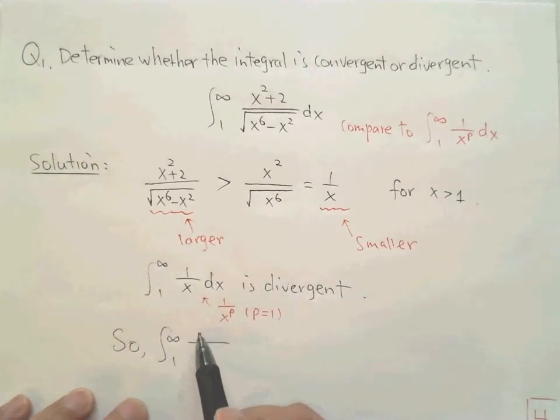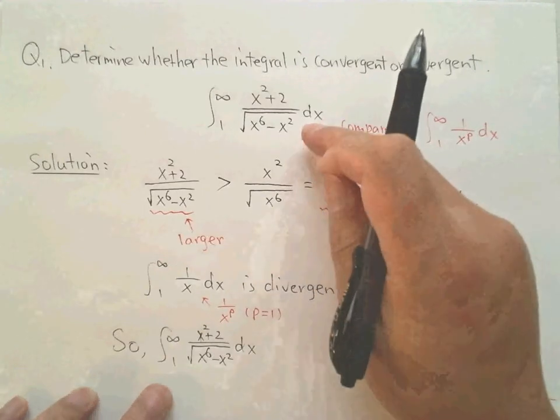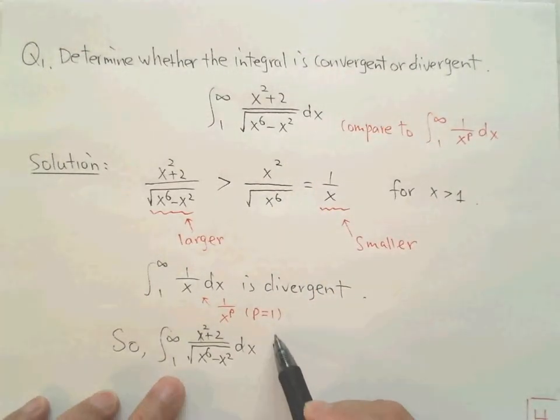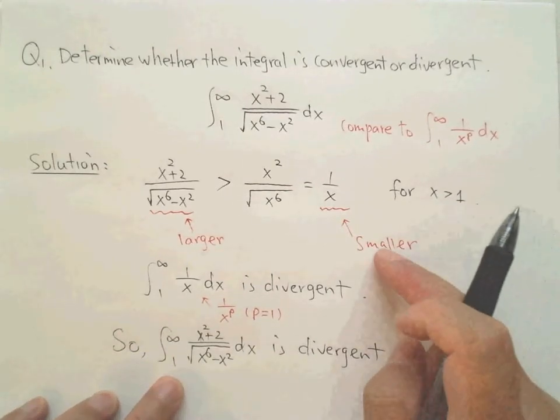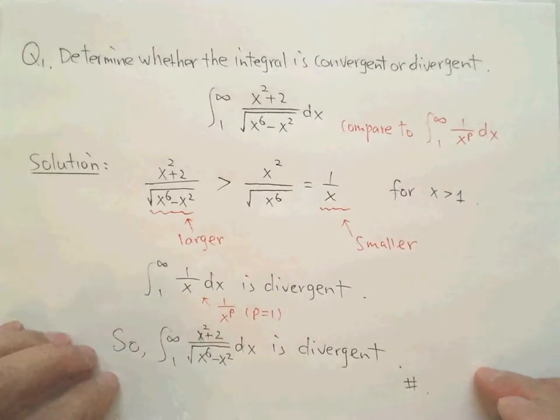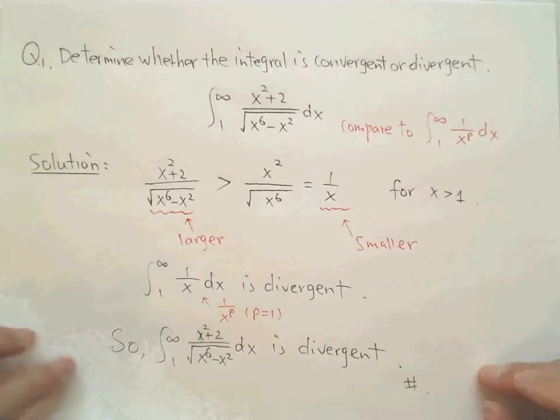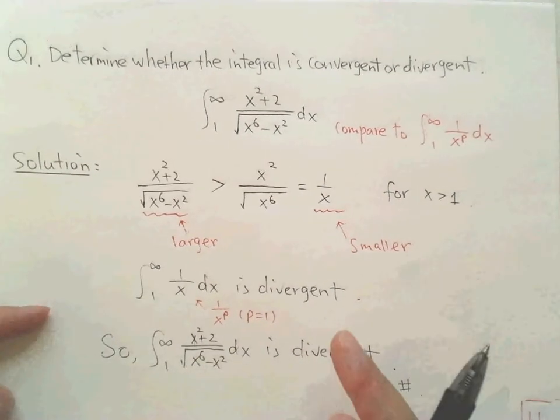The integral from 1 to infinity of the larger one, x squared plus 2 over square root of x to the 6th minus x squared, which is the original in our question, is also divergent because of the comparison theorem. Smaller divergent, the larger divergent. So that's the first.